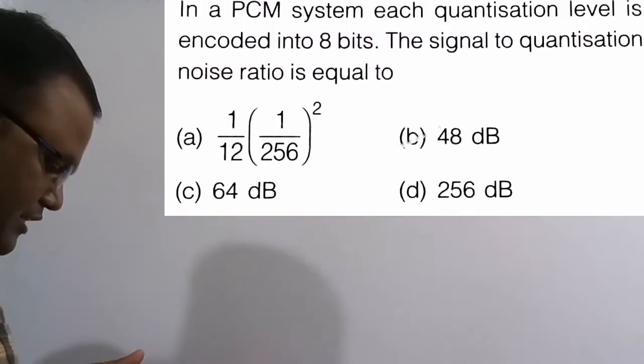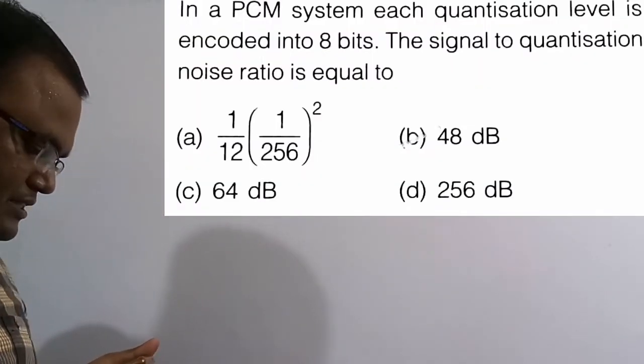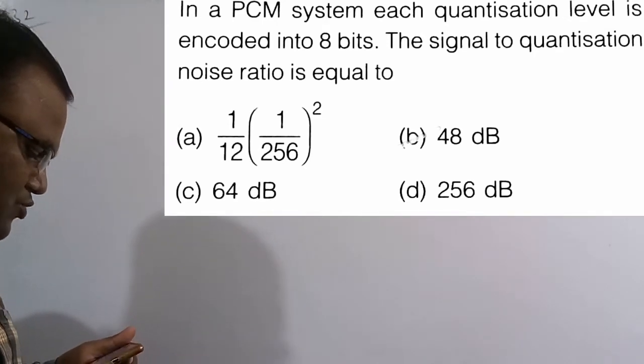Now we are going to solve the 132 question. The question here: in a PCM system, each quantization level is encoded into 8 bits. The signal to quantization ratio is equal to.